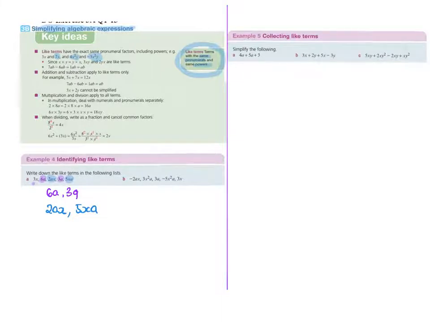So if we look over on this B, we've got negative 2ax. There's no other ax's. We have this one though. This one's 3x squared a, and that one, they've all got the same letters to the same powers, yeah, etc.